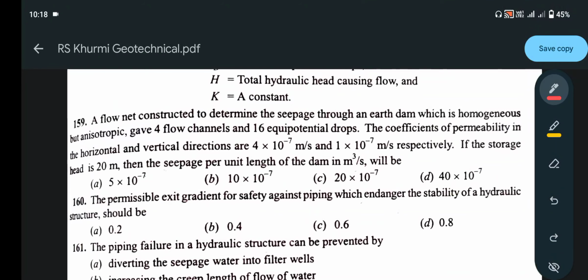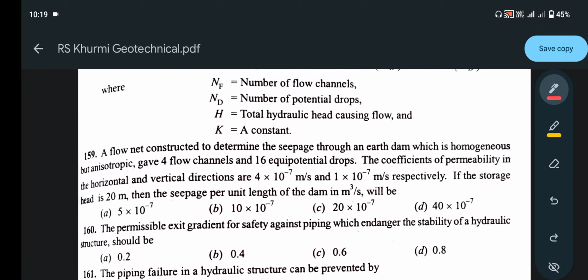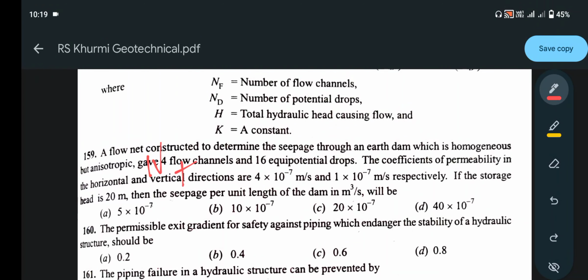Next question, a flow net constructed to determine the seepage through a dam, which is homogeneous but anisotropic, gave 4 flow lines, so Nf is 4, and 16 equipotential drops, so Nd is 16. The coefficients of permeability in horizontal and vertical directions are KH and KV. If the storage head is 20 meters, this is H, then the seepage per unit length of the dam will be.